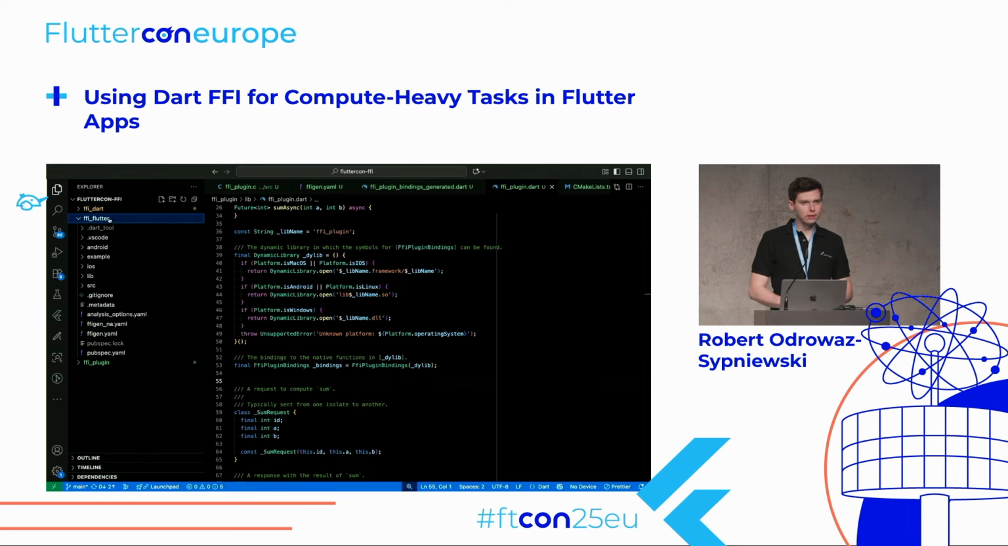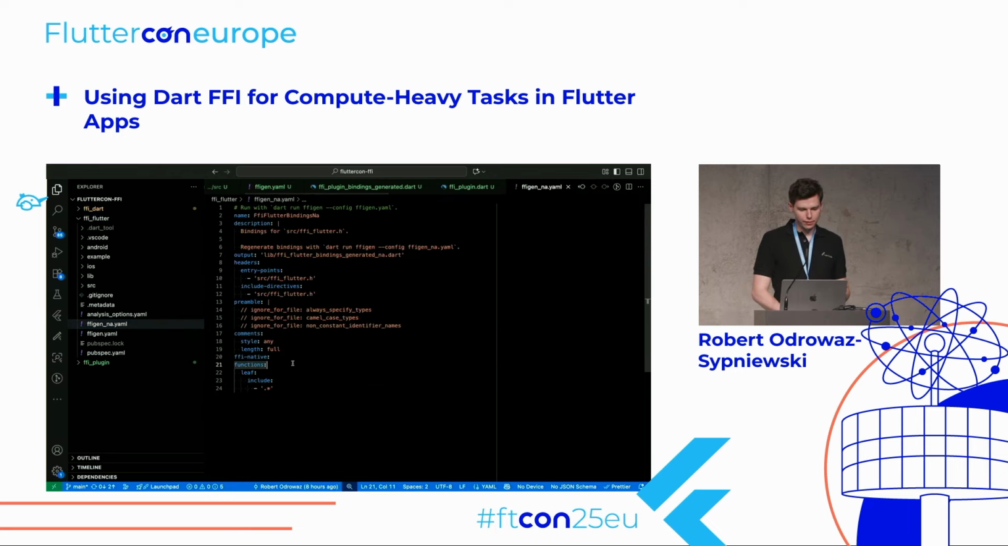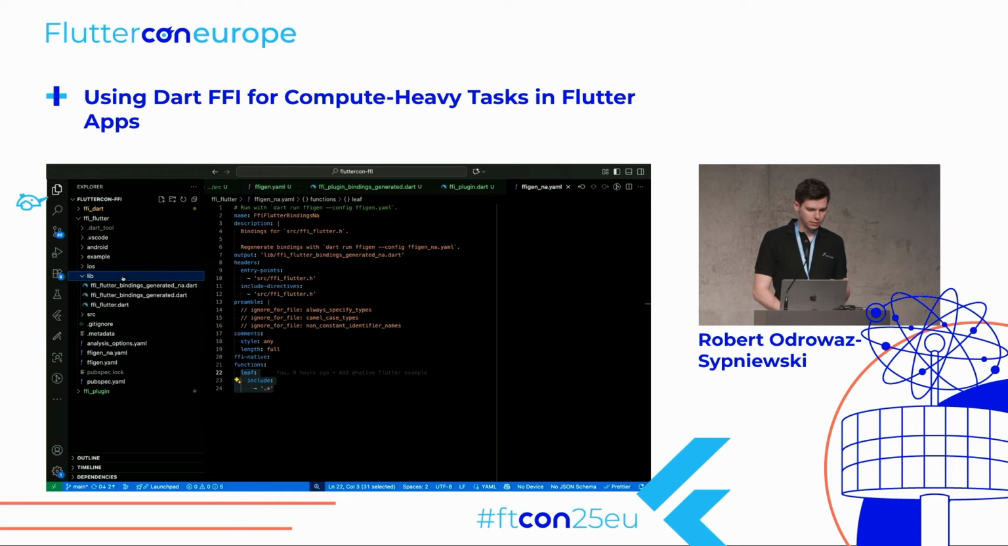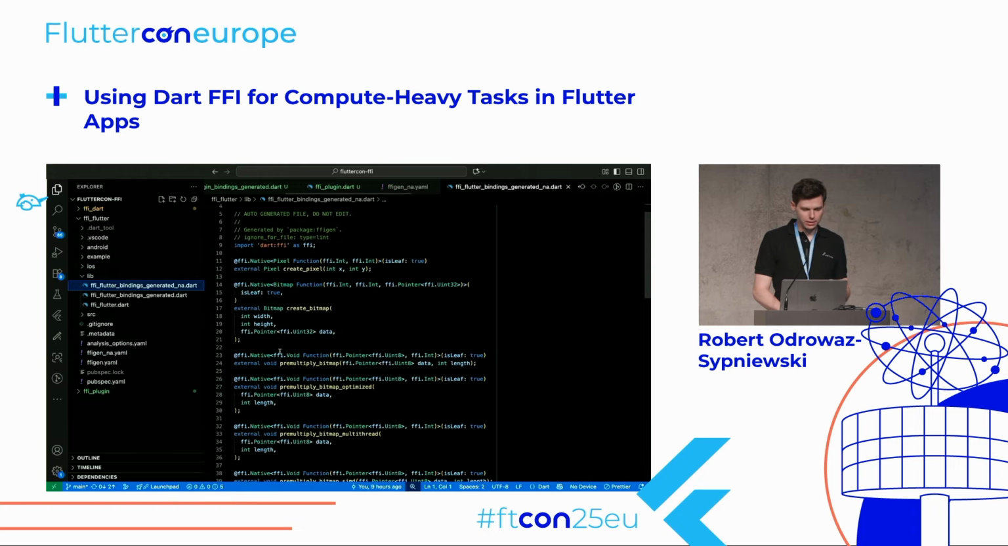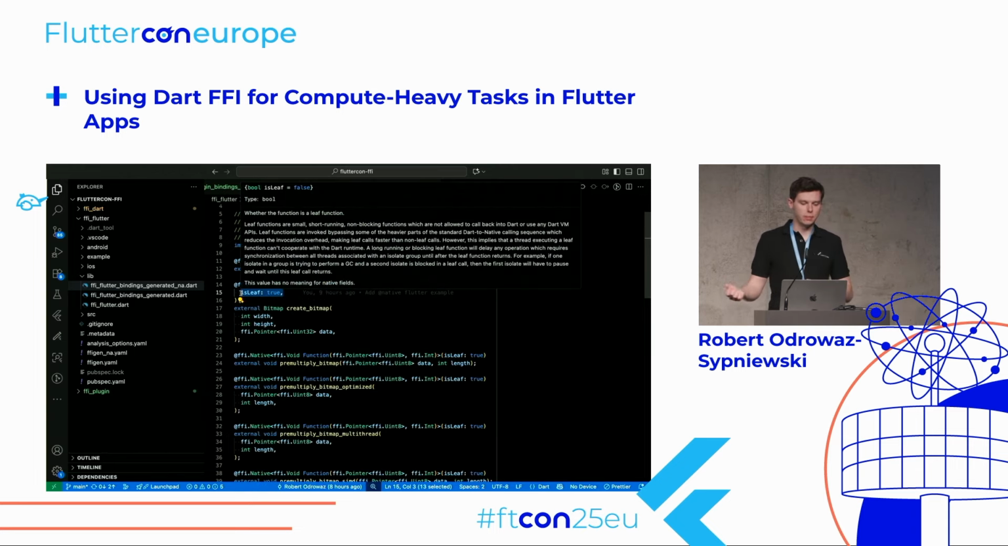If we are using the native annotation, we can define in FFI gen that we will be using FFI native, and also which methods are leaf calls, and this will cause FFI gen to generate bindings for us that are using the native annotation, and also are defining that those methods are leaf calls, so that we can pass those addresses, those pointers to type data.